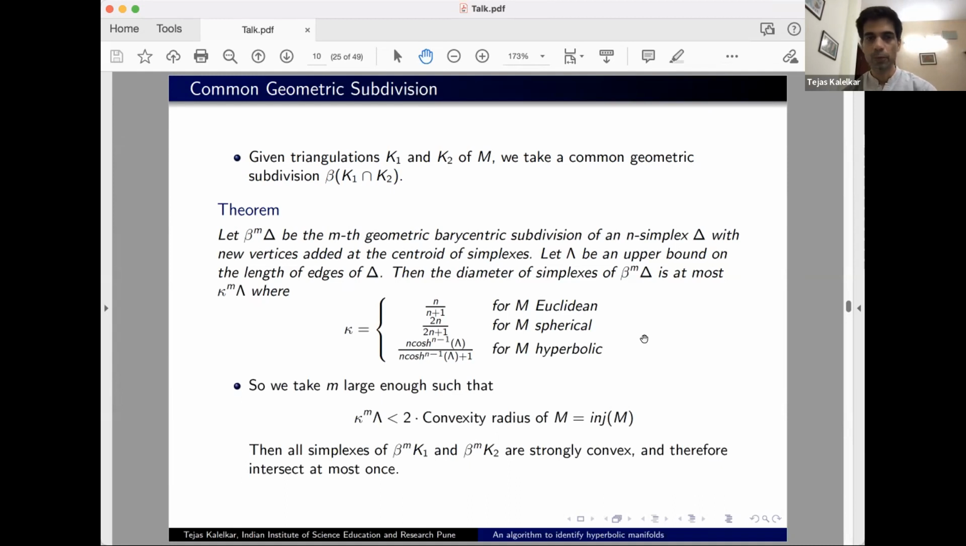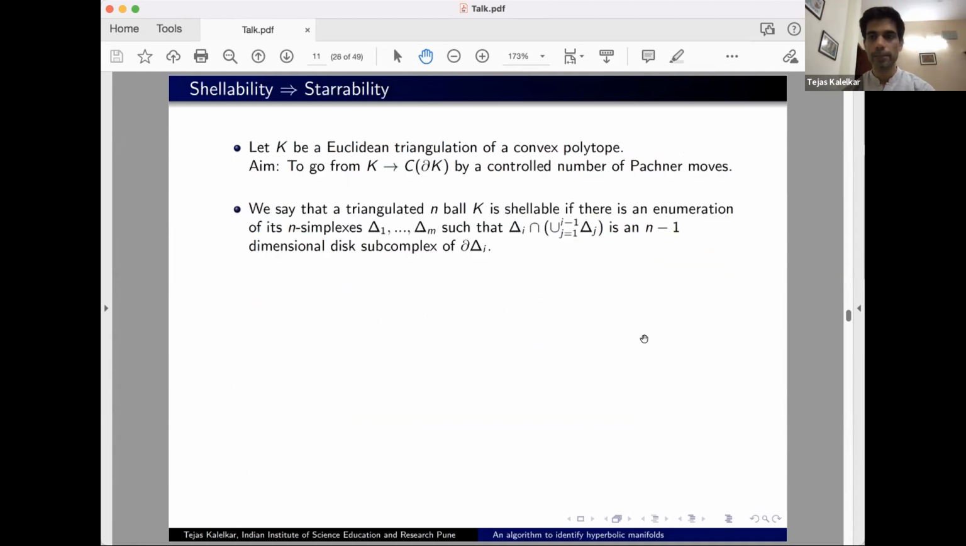Now, the second step in the proof is where the compact and the cusp situations vary. I'll just highlight the main thing which goes into it. The main idea is to understand how to go from a Euclidean triangulation of a convex polytope to a cone over its boundary. The idea which goes into this is something called shellability. We say that a triangulated n-dimensional ball K is shellable if there is an enumeration of its n-simplices such that delta I intersects all the previous n-simplices in an (n-1)-dimensional disk.